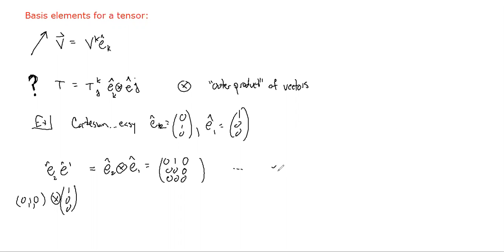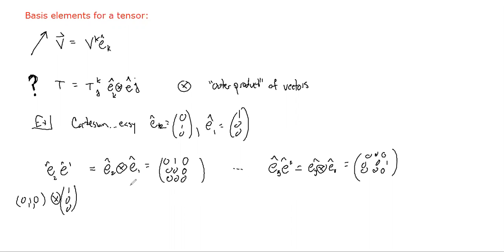And likewise, if, for instance, I took the 3, 2 outer product, which in notation is this, it's going to have the 3, 2 space be 1, and then everything else is 0. So this is a basis of tensors in the sense that if you give me any box of 9 numbers, I can express it with a combination of these things. And then if they're vectors themselves, then they transform correctly.